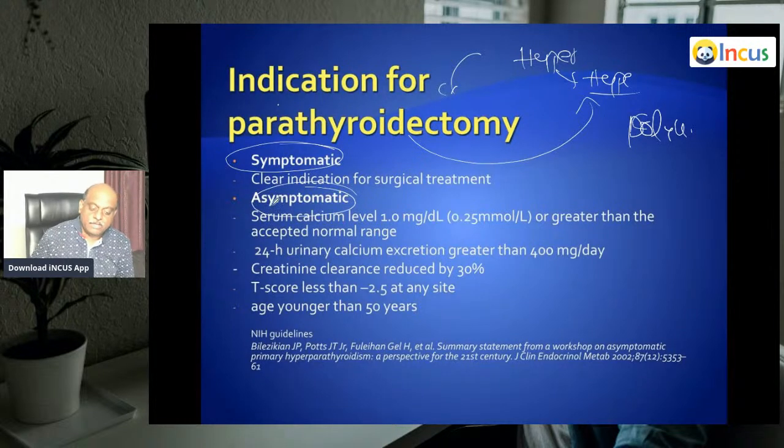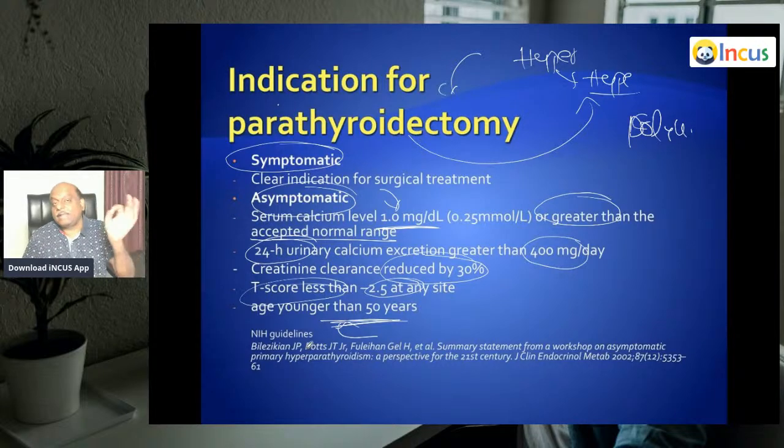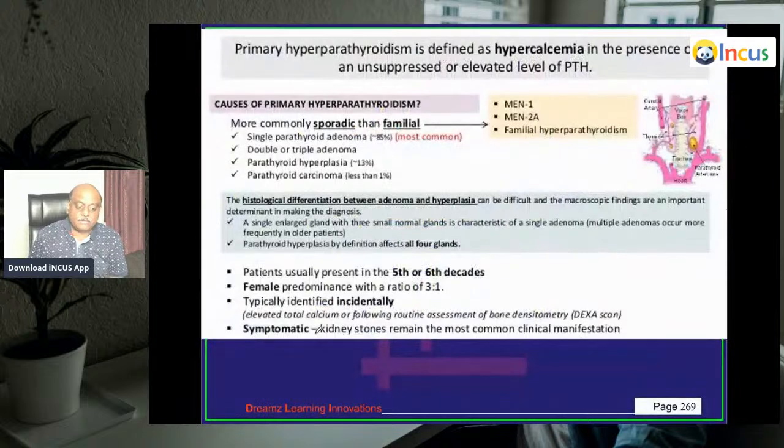Asymptomatic, when will you do? If the serum calcium level is 1 milligram per deciliter or greater than the accepted normal range. 24-hour urinary calcium is greater than 400 mg per day. Creatinine clearance is reduced by 30%. T-score is less than -2.5 and age younger than 50 years. These are the indications for parathyroidectomy.